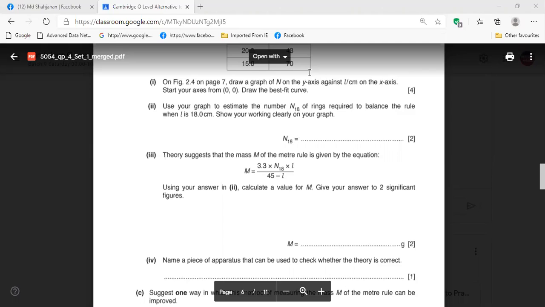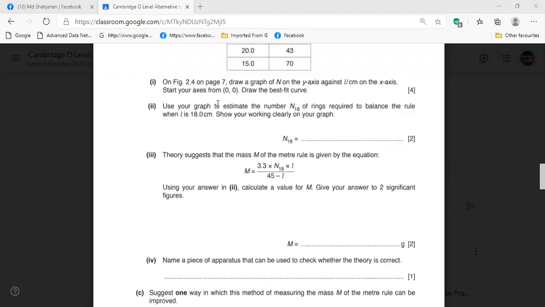Sir, I gave the diagram. You gave it, yes, but the one with this working, show your working clearly on your graph, the B2 part. I'm not seeing the diagram. I told you to send it again by doing this working. Okay. In your group, you give it in the group, not personal messenger. Group. Okay sir.